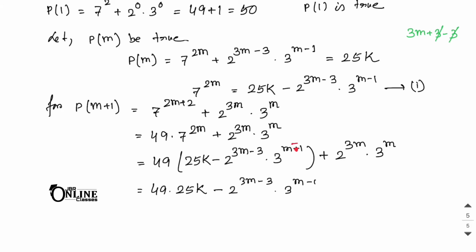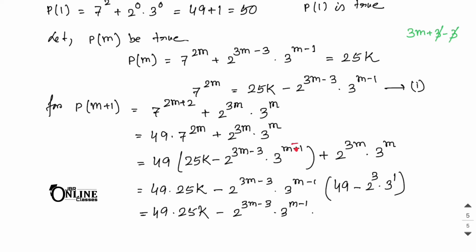So now if you take common 2 to the power 3m minus 3 and 3 to the power m minus 1, then you will get here 49 from the first portion, and from the next portion it will be 2 to the power 3 into 3 to the power 1. So it will be 49 into 25k minus 2 to the power 3m minus 3, 3 to the power m minus 1, and here 49 minus 8 into 3, that means 24. So 49 minus 24 equals 25.